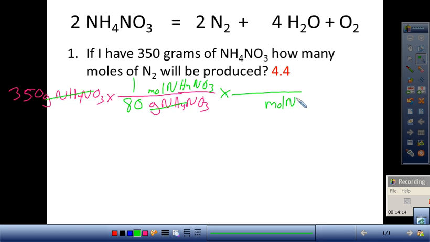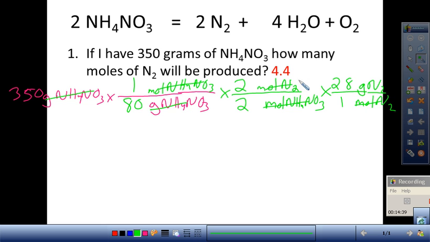I don't want moles of NH4NO3. I do want moles of N2. 2 N2s for every 2 NH4NO3s. And lastly, moles of N2 on the bottom, because I carry that forward. I want to change it to grams. I go to my periodic table, I add them up, and that's that.